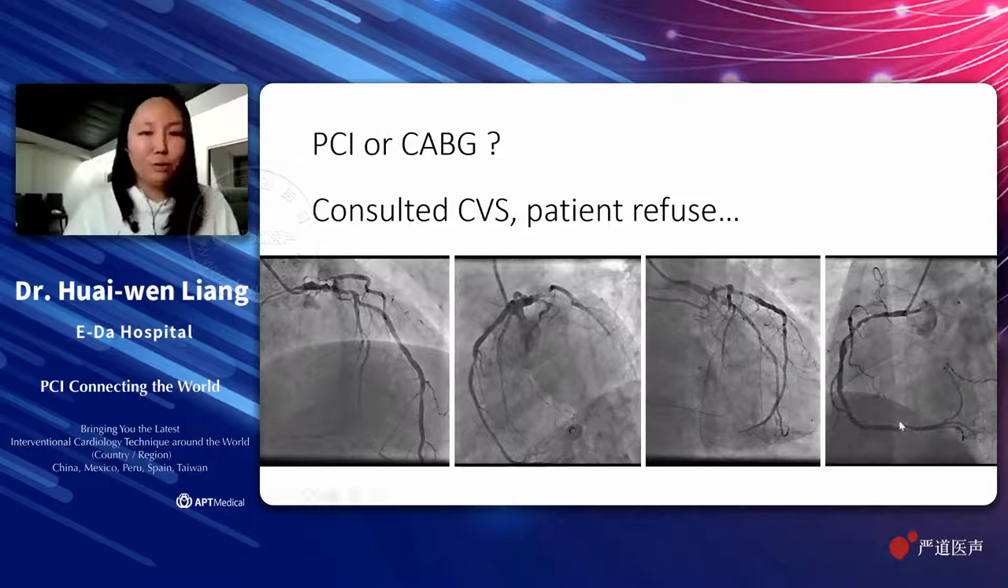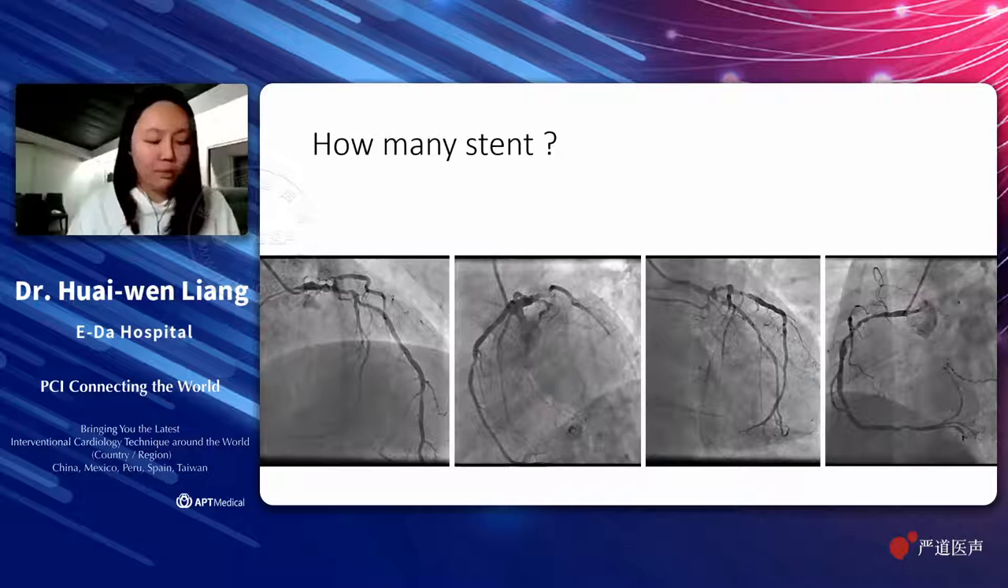So the next question is, how many lesions would you want to treat? Left main, or not touch the left main? Circumflex total, and how many stents do you want to put? And the next question is, which lesion do you want to touch first, left side or right side? This is my strategy.